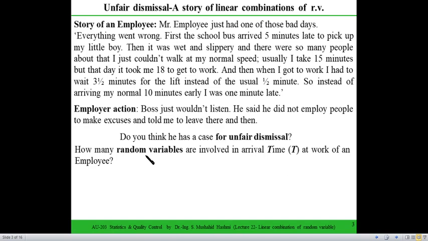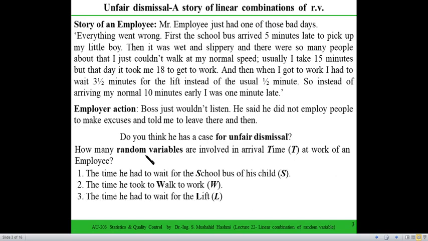So what you need is, in this problem, let's say there are several variables involved. If we bunch together all these variables into one single variable, we call it the arrival time of an employee. So he used to arrive at his office 10 minutes before the normal time, but on that particular day he was 1 minute late. So you need to look into the random variables which are involved in the arrival time. Try to pause this video and try to answer this.